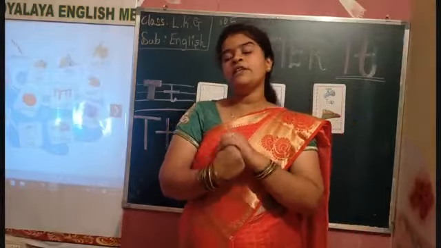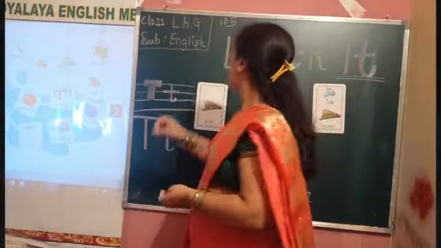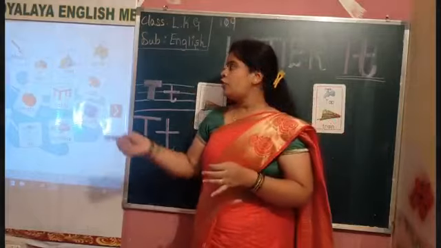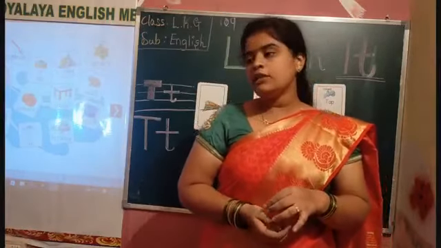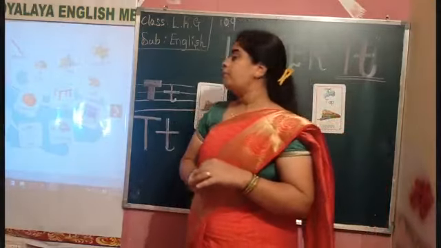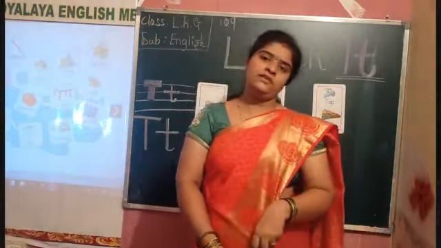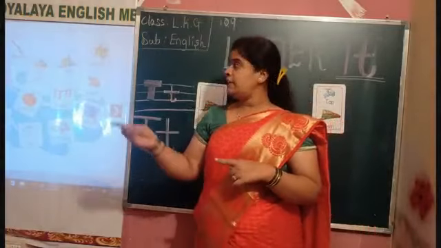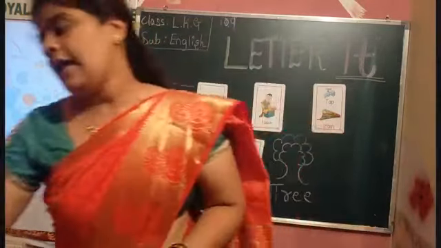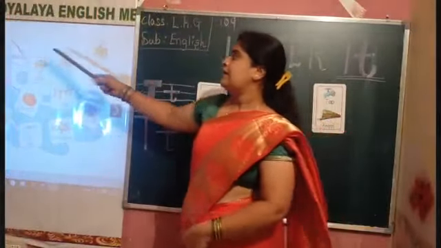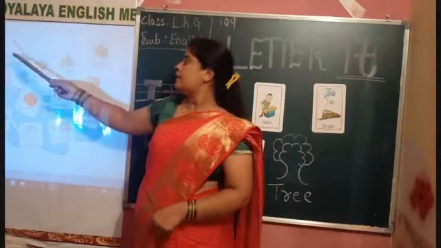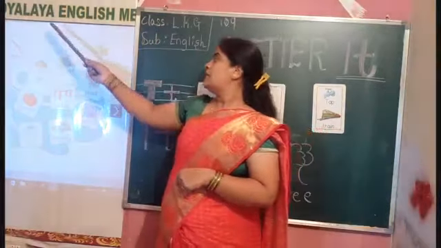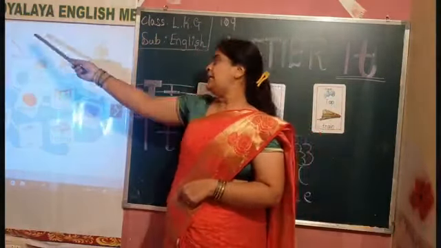Yes, all of you open page number 109. Did you get this page? Did you get the letter T there? Yes, and below they are given some pictures. These pictures' words begin with the letter T. Shall we read this page, children? Yes, we start. T for toothbrush. T for top. T for tent. T for turtle. T for toad.